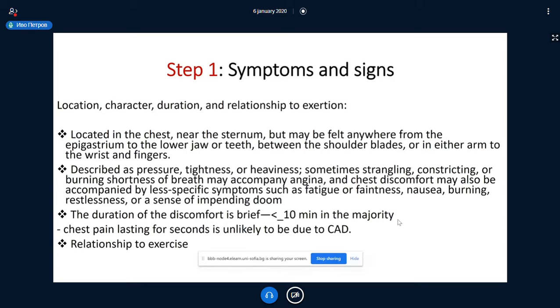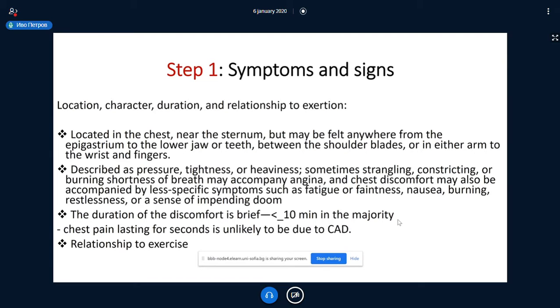So in case the patient has chest angina, we have to take a look at the location, the character of the pain, the duration of the pain, and the relationship to exercise. This is the most typical relationship to exercise. The duration of the discomfort is brief, less than 10 minutes. In most of the cases, the patients are exercising. After stopping the exercise, the pain decreases and disappears in less than several minutes.